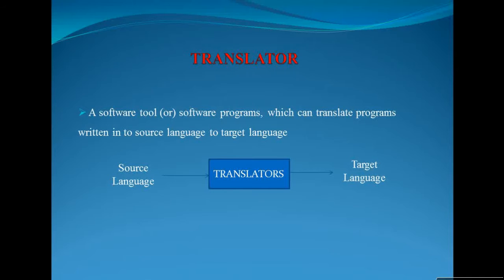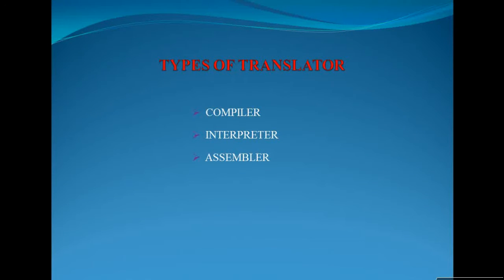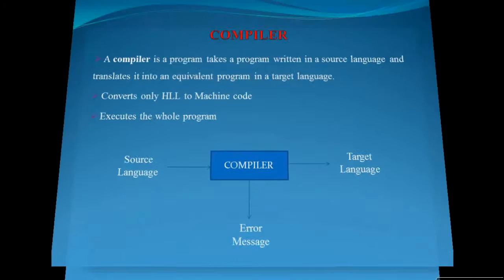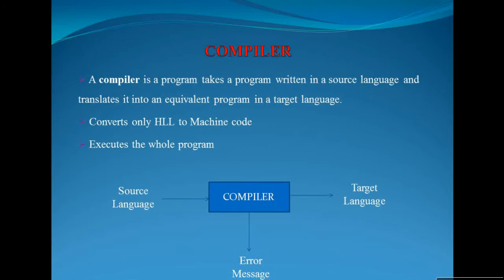So there are three types of translators. One is compiler, and then one is interpreter, and the third one is assembler. So first we'll see about what is a compiler.